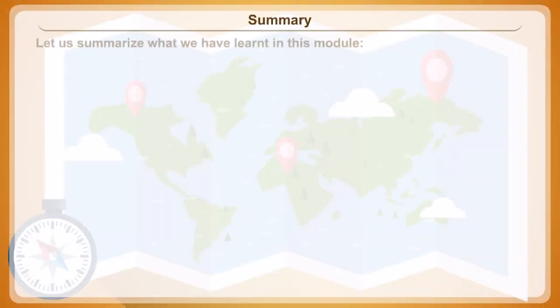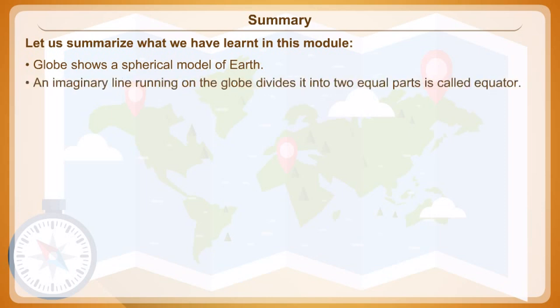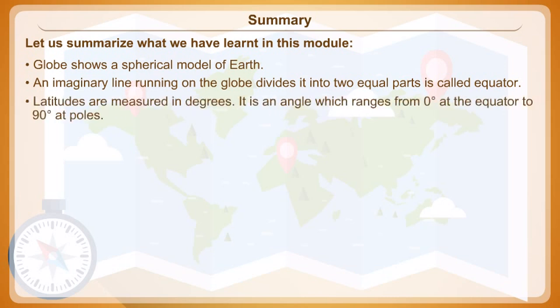Summary. Let us summarize what we have learned in this module. Globe shows a spherical model of Earth. An imaginary line running on the globe, dividing it into two equal parts, is called equator. Latitudes are measured in degrees. It is an angle which ranges from 0 degree at the equator to 90 degree at poles.